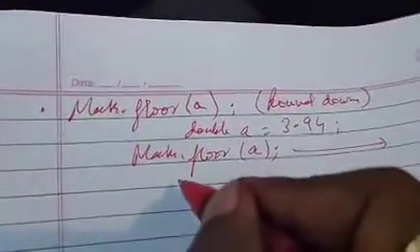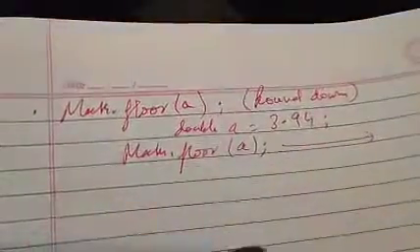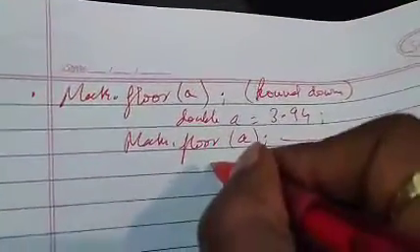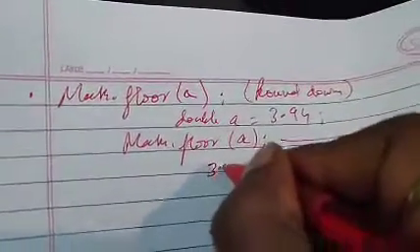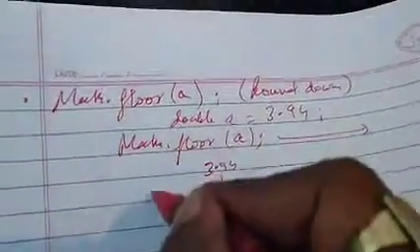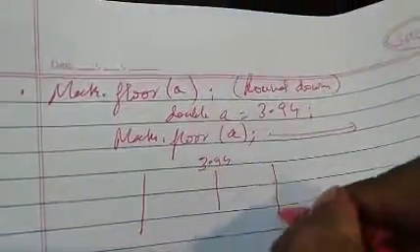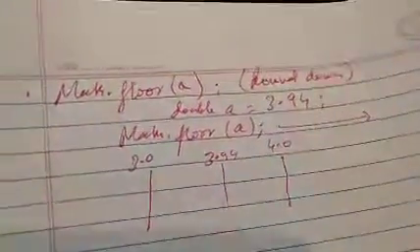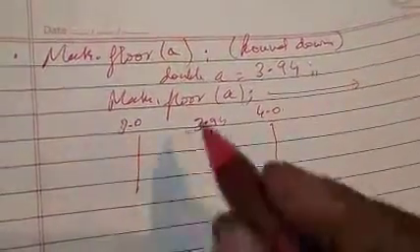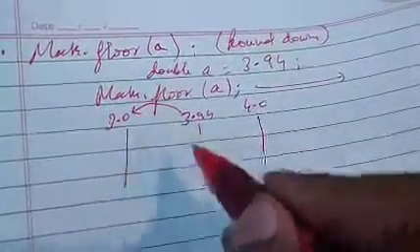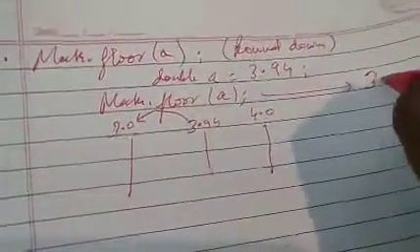Now in this case, Math.floor: 3.94 lies between two consecutive whole numbers, that is 3.0 and 4.0. Which one is lesser? It is 3.0. So the answer will be 3.0.